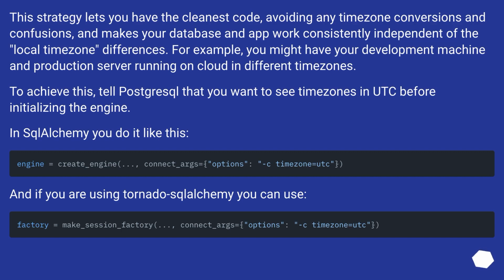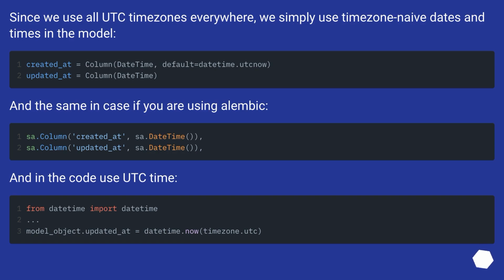To achieve this, tell PostgreSQL that you want to see timezones in UTC before initializing the engine. In SQLAlchemy you do it like this. And if you are using Tornado SQLAlchemy you can use this. Since we use all UTC time zones everywhere, we simply use timezone-naive dates and times in the model. And the same in case you are using Alembic. And in the code use UTC time.